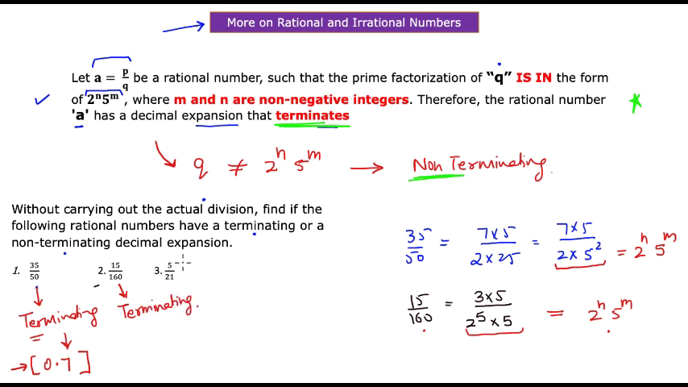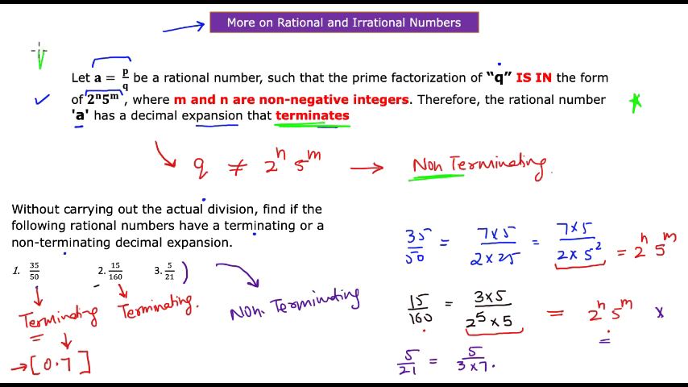And our last example is 5 over 21. When you take this number, 5 over 21 is 5 over 3 times 7, which is not in this form, right? This denominator here. So the number 5 over 21, when you actually divide it, you will find that it is non-terminating, right? And that is exactly what we have found here.